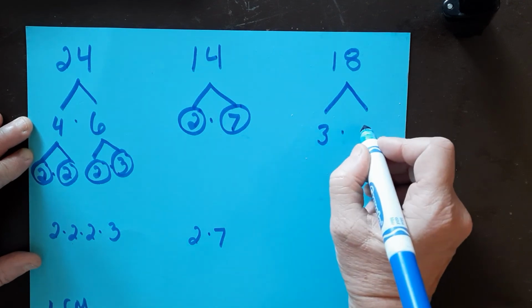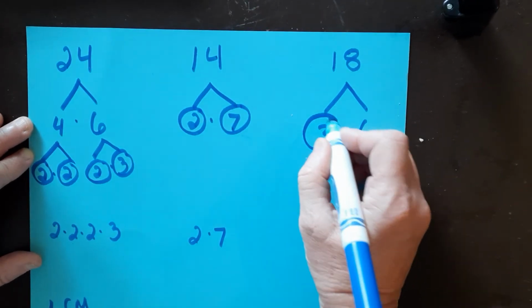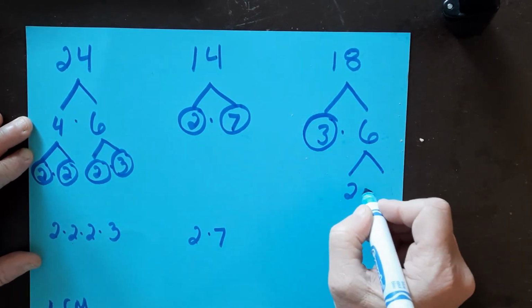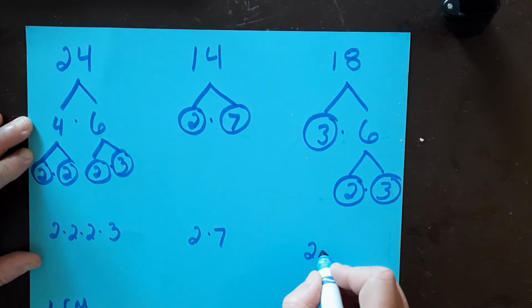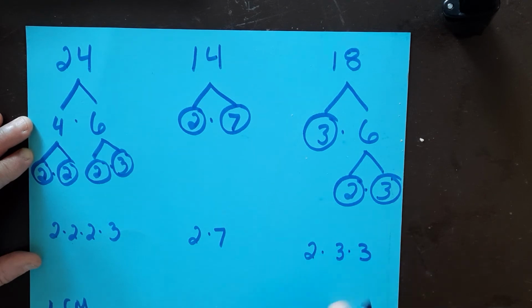And 18, we'll do 3 times 6. 3 is prime, we can circle it. 6 is 2 times 3. Those are prime, so we can stop, and we can write 2 times 3 times 3.